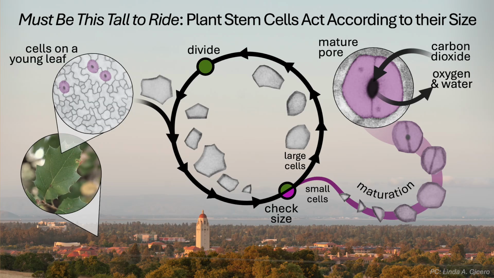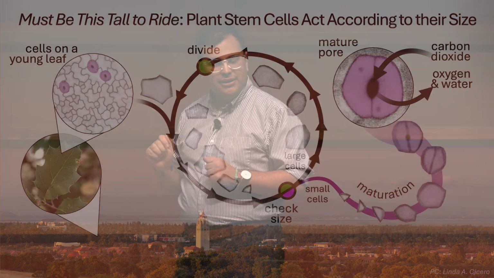To test this model, we turned to a favorite tool in the biologist's toolkit, the genetic mutant. For a biologist, a mutant isn't defective, it's an opportunity to change one aspect of biology and observe the consequences. In our case, we found mutants that change the size of those stem cells. And, just as our model predicted, if you make them really big, they stay on that cycle for much longer. But if you start them out really small, they come in, check their size, and exit on their very first pass.